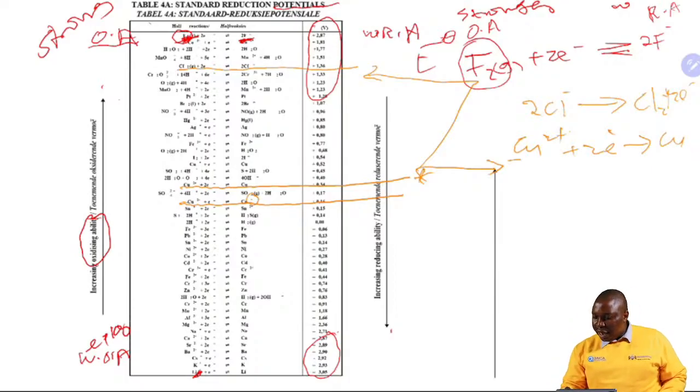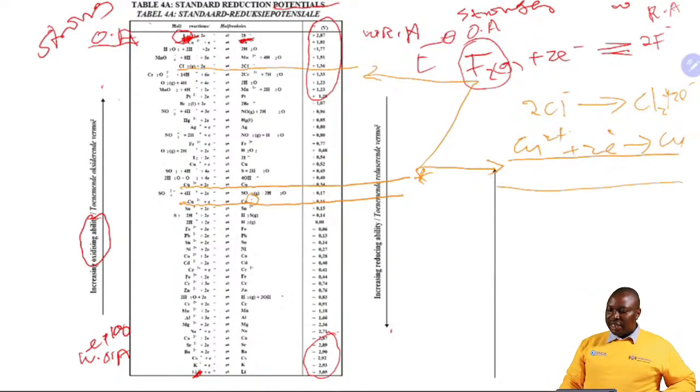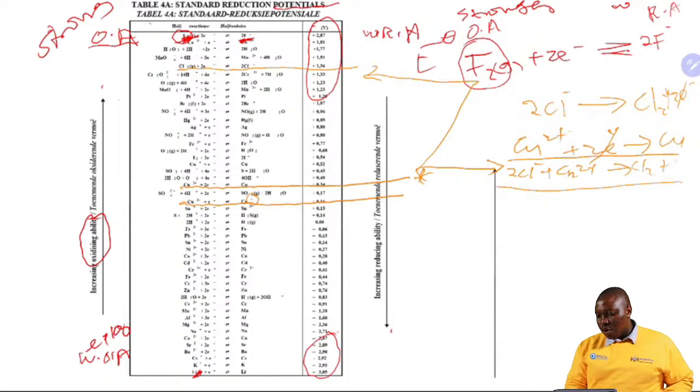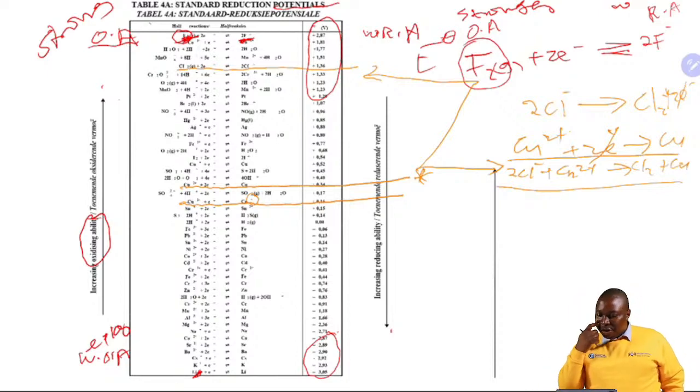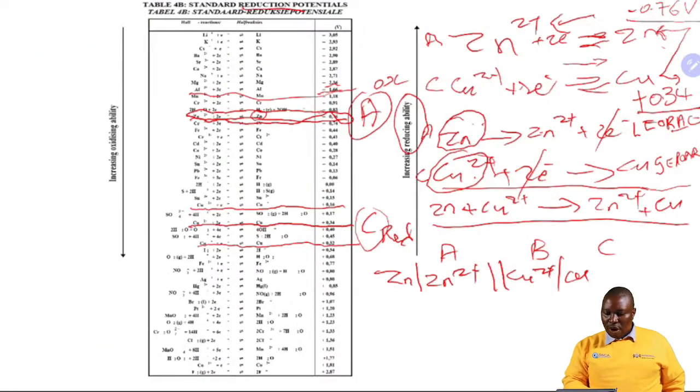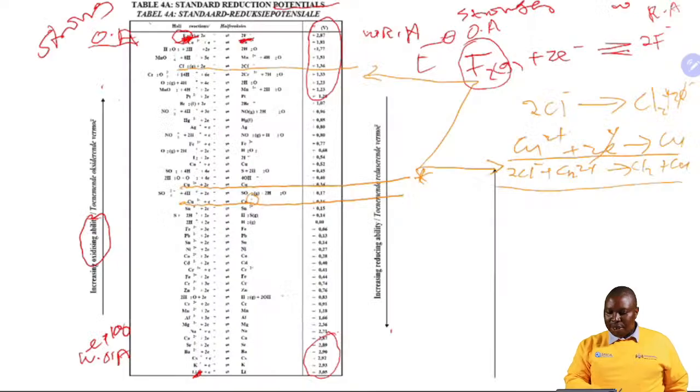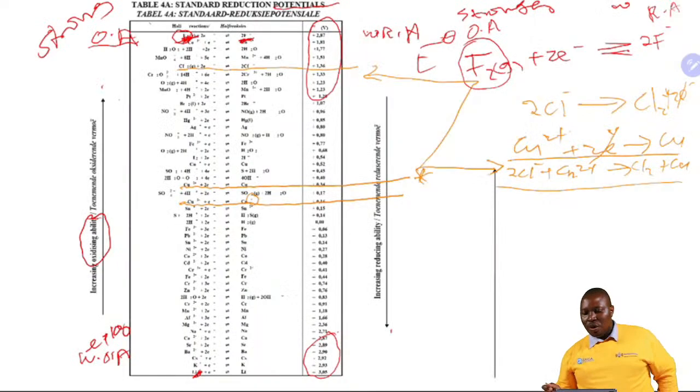Then you must be able as well to do the overall cell reaction. Remember, for the overall, we said if the electrons are equal, you must be able to cancel them. What is on the left, you write on the left. So you'll have 2Cl minus plus your copper 2 plus, forming your Cl2 plus your copper. So that is able now to help you to get your overall, which is your other 2 marks that you can get. So that's how you will go about using table 4A to help you answer that question.